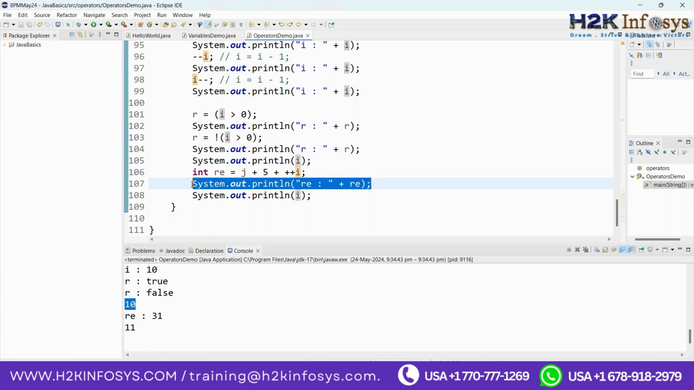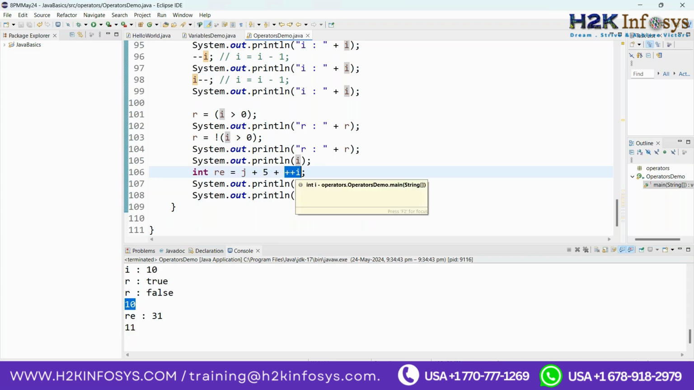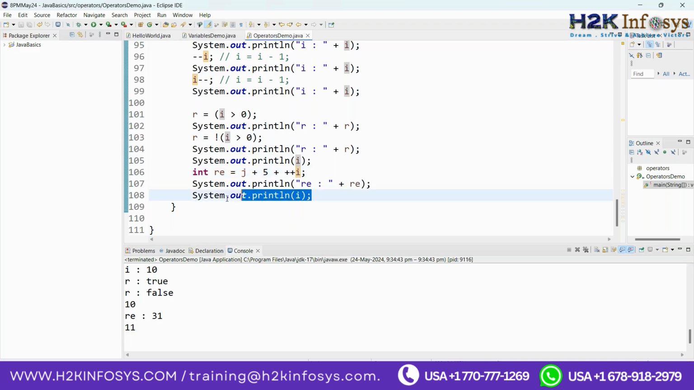Why 31? 15 plus 5 is 20, plus i, which is 11. Yes, 31. That is fine. Now after that the i value becomes 11 because this will be i equal to i plus 1. So the i value becomes 11. Correct? So here, if you observe, the increment of i happened along with your expression evaluation.